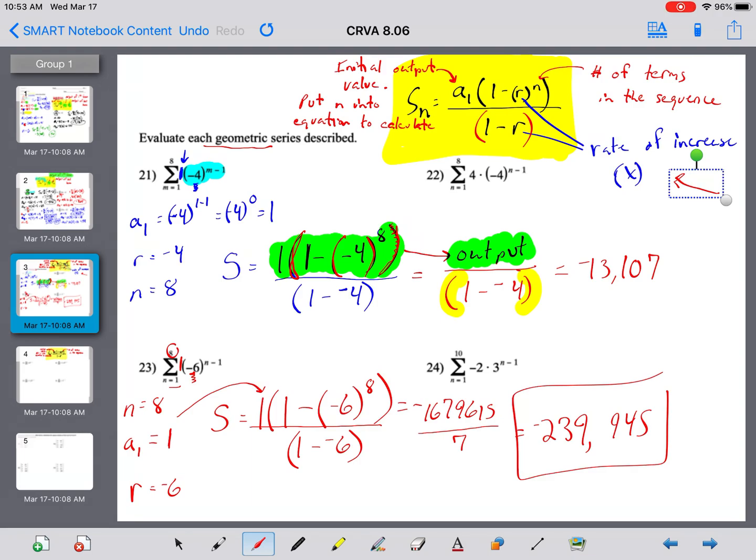It's really important on these that you write out your work. If you do make a mistake, hopefully you can go back and see what you had written down, see if there was a boo-boo. I'm going to erase number 21, so we can do number 22.